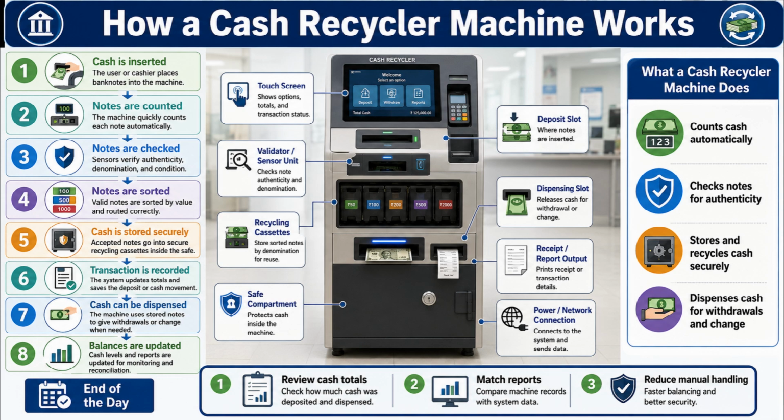In this video, we will discuss how a cash recycler machine works step by step. First, cash is inserted into the machine through the deposit slot. The user or cashier places banknotes into the slot, and the machine begins the cash handling process automatically.